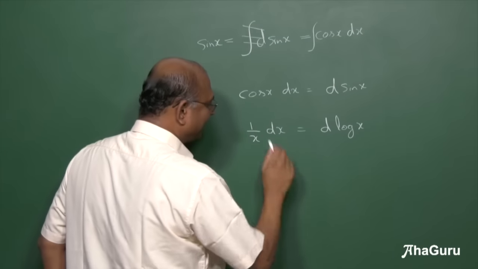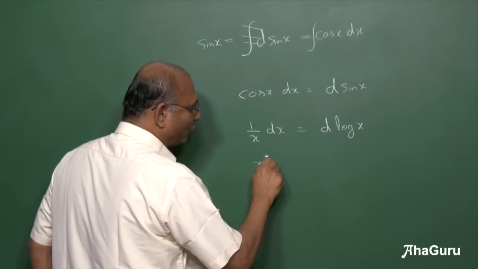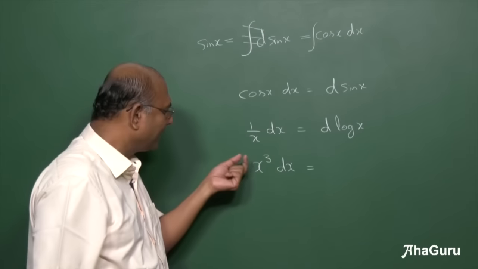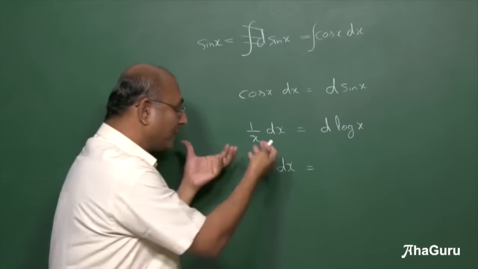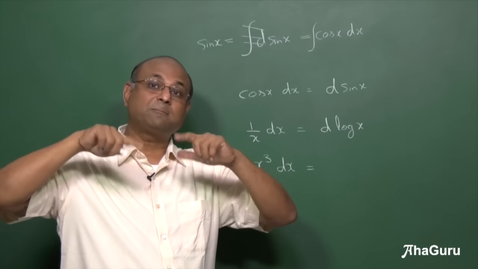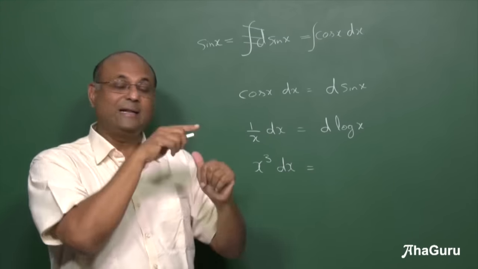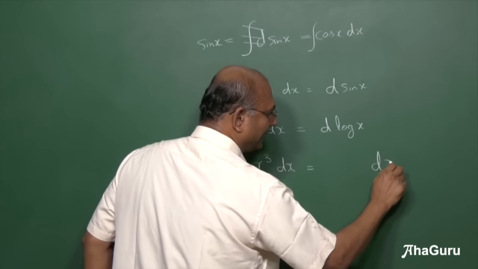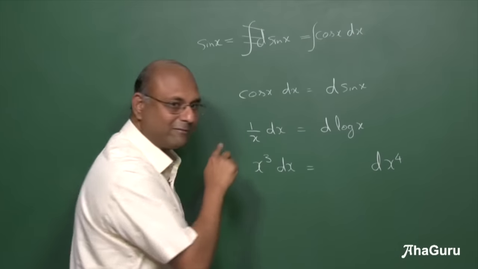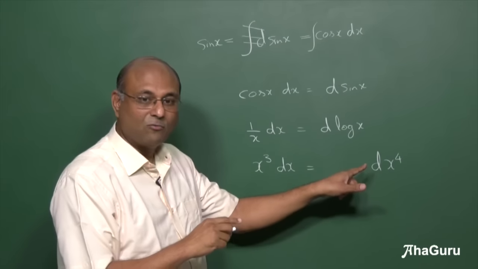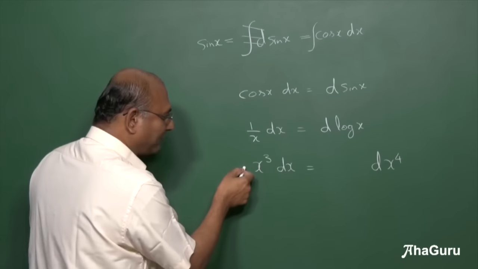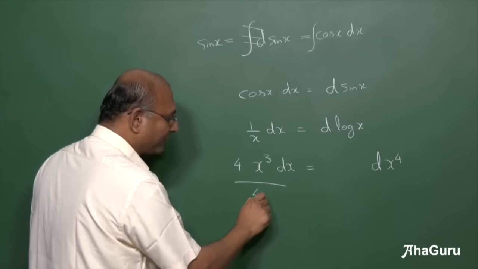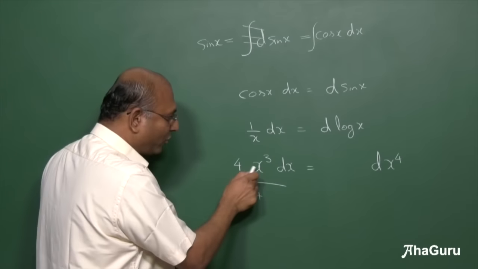Okay. Now let us take another example. x cube dx. Now I don't know anything which has x cube dx. x cube comes out. But you know that if you had taken x power 4 and I had done a d of x power 4, let us think about what will happen. So I'm going to write that here. d of x power 4. What would that have given me? It would have given me 4x cube. But I don't have a 4. So I will put a 4 here and then I will divide by a 4. Now I've got a 4x cube dx.